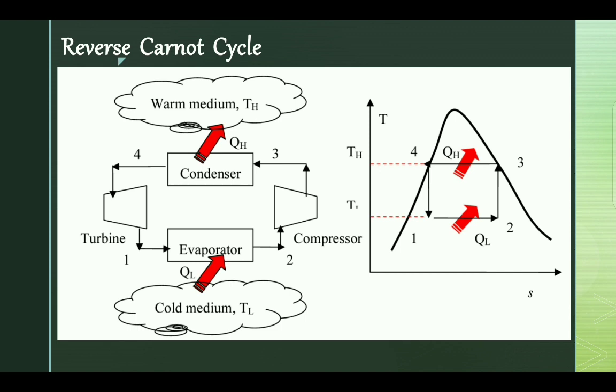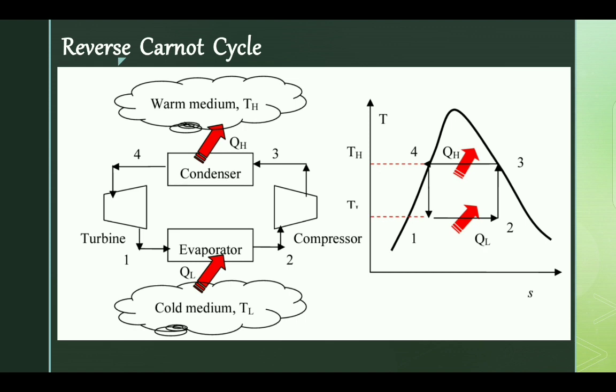If you go to the TS chart beside that, 1 to 2 is an evaporation process, 2 to 3 is a compression process, 3 to 4 is heat exhaust or condensation, and 4 to 1 is the turbine. So here we have two types of processes: isothermal and isentropic. Isothermal is the process which happens without changing the temperature.